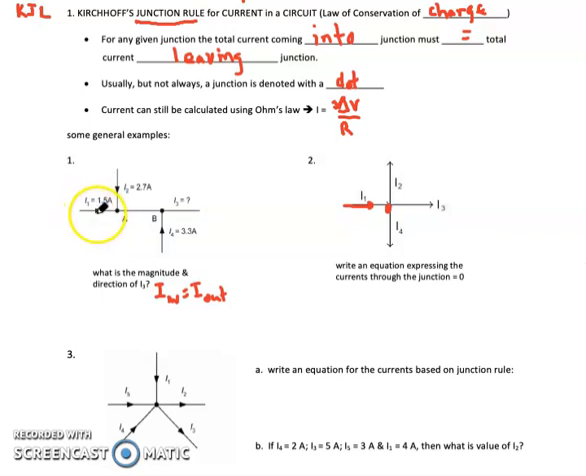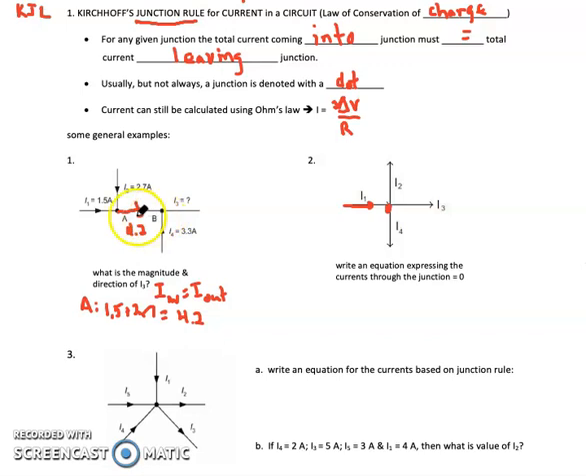So we can see that coming into A, we have 1.5 amps and 2.7 amps. So coming out of A, I have to have the same amount that's coming in. So for junction A, the in is 1.5 plus 2.7. That has to equal the out, which is 4.2. So I've got 4.2 amps here.